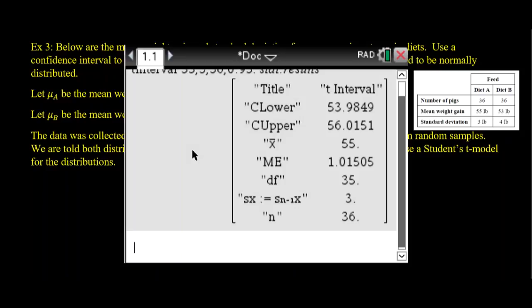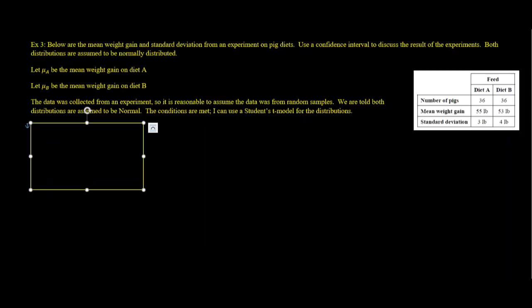So there we go. It looks like we're 95% confident that the mean weight gain for diet A was between 53.98 and 56 pounds. So we're just going to record that interval for now. We'll go ahead and find the intervals of diet A and B first. We're also going to record that margin of error because that will come into play in a moment.